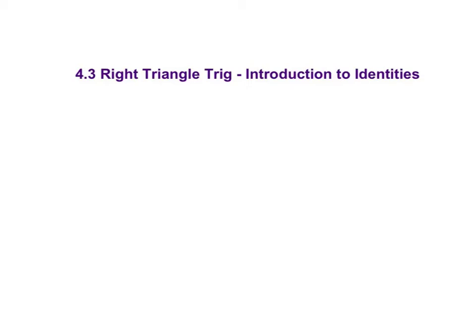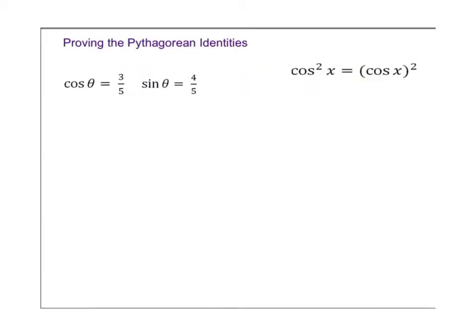This is the introduction. We're going to cover this in much more depth later on in Chapter 5, but I'd like for you to begin to see how these things fit together. Okay, here's an example on proving the Pythagorean identities. Pythagorean theorem, of course, we know.